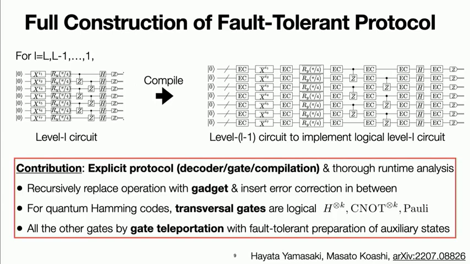As in the conventional protocol, our protocol recursively replaces each level-L operation with a gadget, which is a level-(L minus one) circuit to implement logical operations, and then inserts an error correction gadget in between. For quantum Hamming codes, the only non-transversal gates are the logical Hadamard applied on all the logical qubits, or CNOT applied on the logical qubits, or Pauli gates for each logical qubit given by a logical operator. All the other gates are performed by gate teleportation, and for this we clarify how to fault-tolerantly prepare auxiliary qubits for our class of concatenated code.